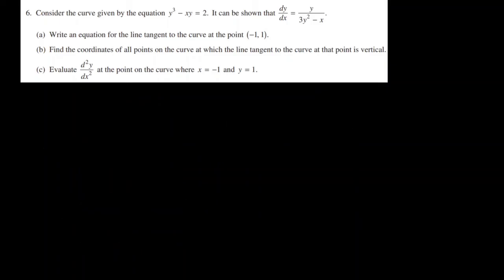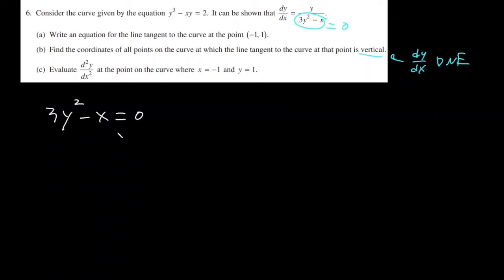Part B. Find the coordinates of all points on the curve at which the tangent line to the curve at that point is vertical. Okay, so whenever we're dealing with a vertical tangent line, what that means is that the derivative does not exist. So in this case, that's going to happen when our denominator is equal to 0, right? If our denominator is equal to 0, we'd be dividing by a 0, so our derivative would not exist. What we're going to do is take 3y squared minus x and set that equal to 0.